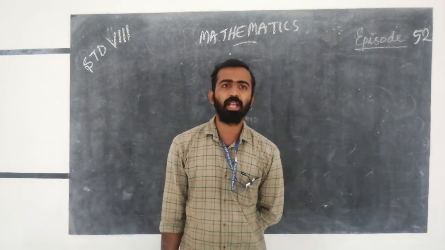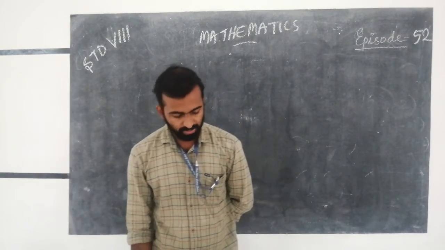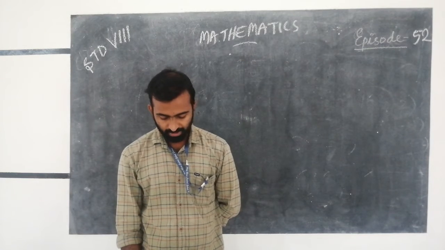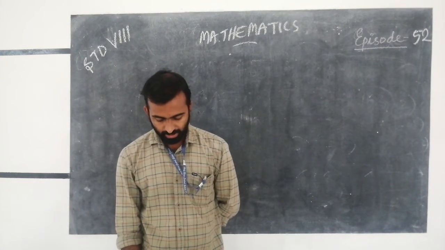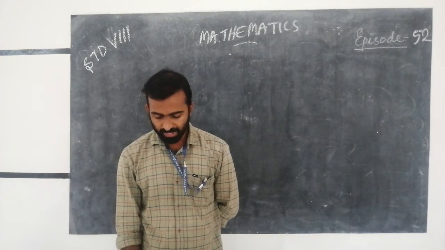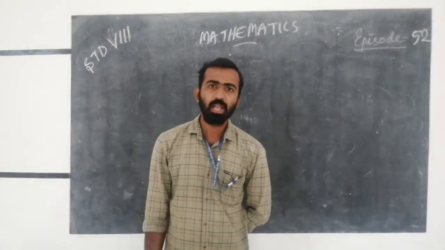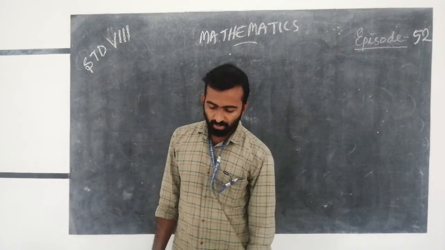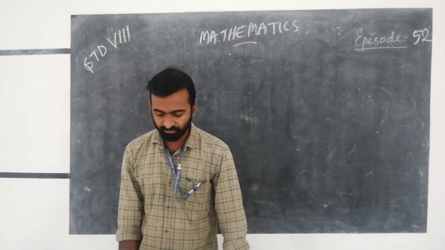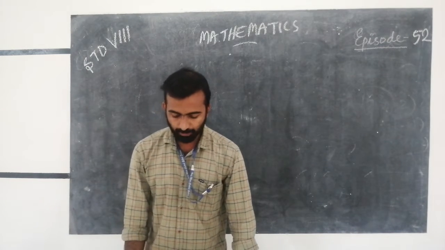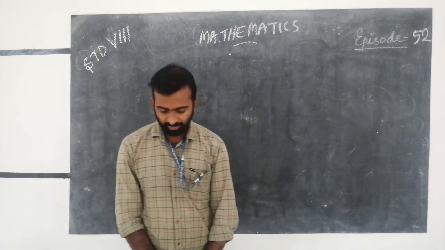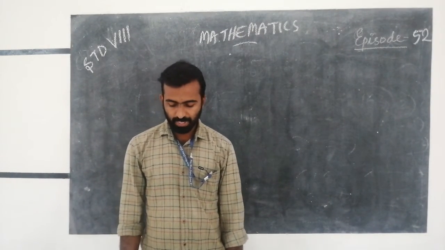Which are the prisms among the following? First one is a nail, second one is a pencil, third one is a table weight, fourth one is a box. The fourth one is a box. We know that a prism is a polyhedron whose base and top face are congruent and parallel and other lateral faces are parallelograms in shape.